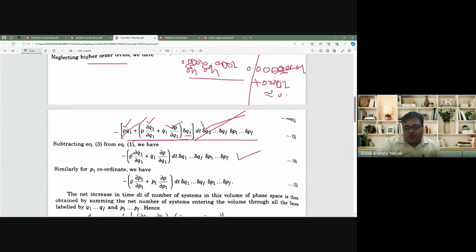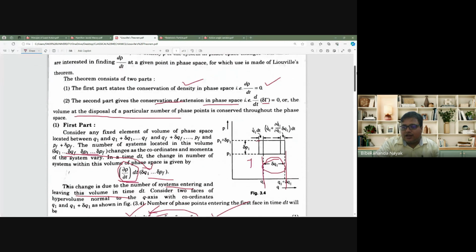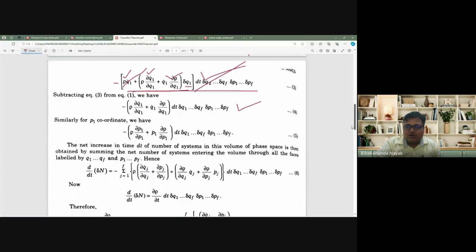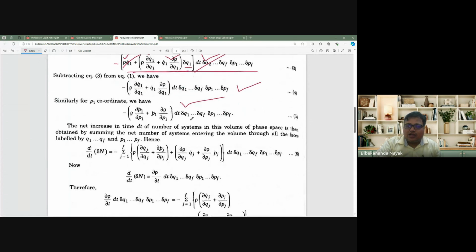Similarly, it is for the Q1 change. For the P1 coordinate, we can similarly write the number entering through P1 and the number leaving through it. In here only, instead of Q1, the change is P1. So whatever Q1 is here is replaced by P1: rho Q1 dot into rho P1 dot, Q1 dot P1 dot, other things remain the same. So for the P1 coordinate, we can write like this.